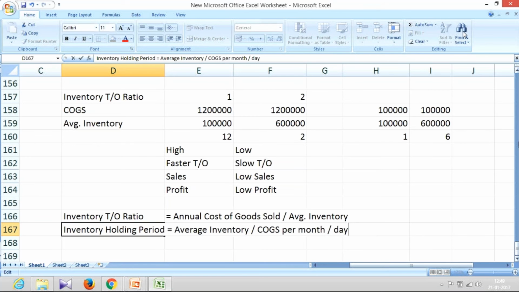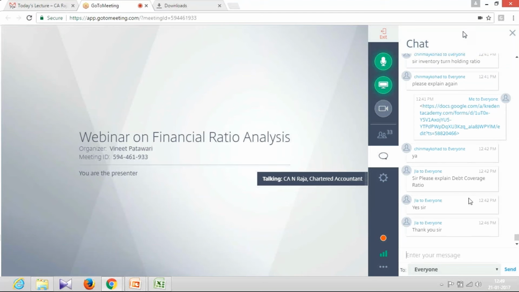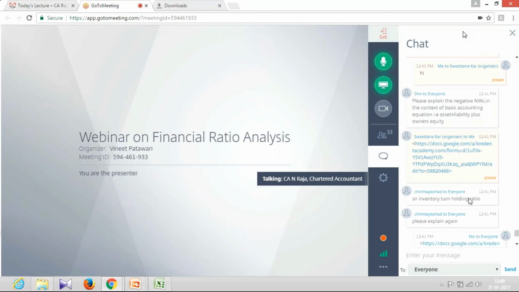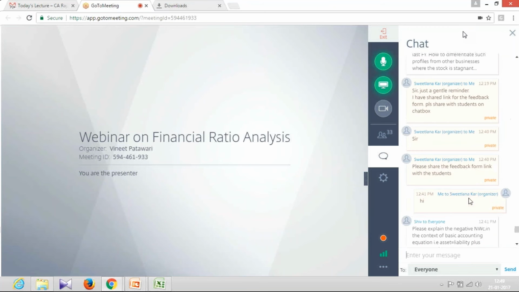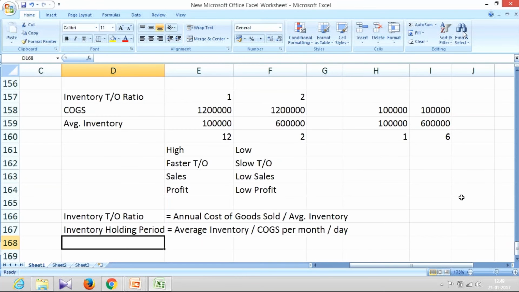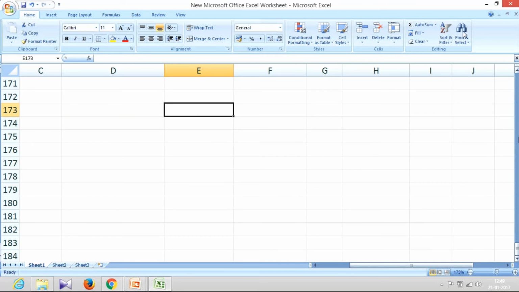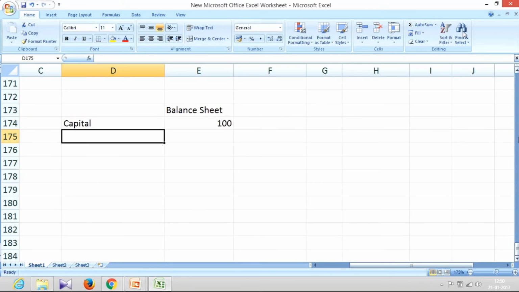Then we have Shiv. Please explain negative net working capital in the context of basic accounting. See, in basic accounting, yes, your assets are going to be equal to liabilities. There is no doubt about that, because if you go by the basic balance sheet equation, your assets are equal to capital plus liability. Let's say my capital is 100, my long-term debt is 100, and my short-term debt, basically the current liability, is also 100.